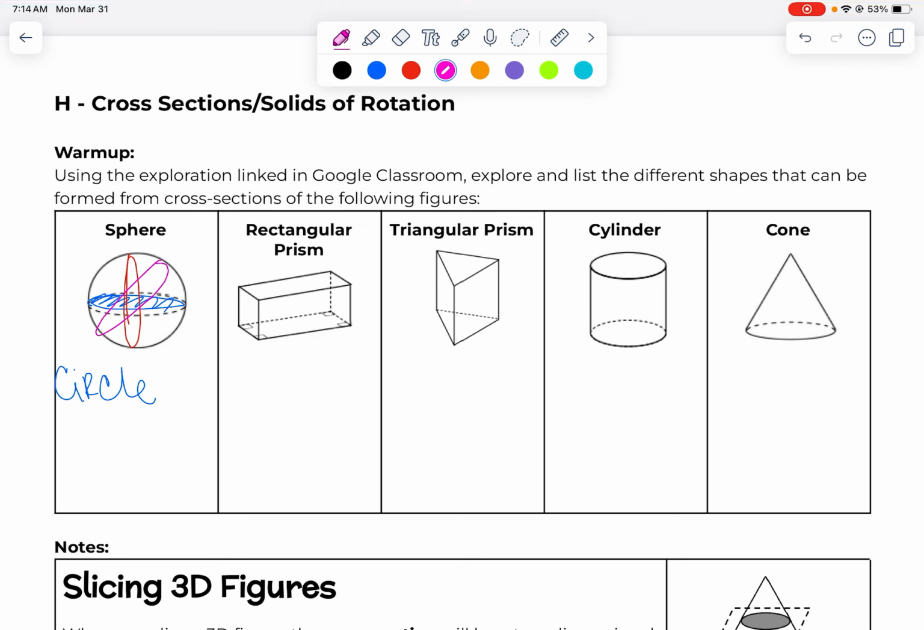For a rectangular prism, if I cut it straight across through the middle, it would form a rectangle. If I cut it vertically, it would also create a rectangle. The one that is different is if I only cut part of this rectangle, it would form a triangle.